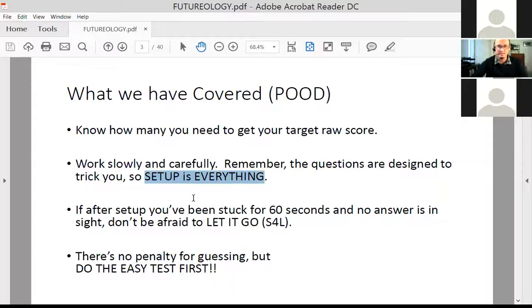I'm just going to highlight that. For the math questions, everything is about setup. Another thing that you guys need to be aware of, wait, I already talked about it, is letting it go, but I say it in a different way. So another way that I'll talk about letting go of a question is S4L. S4L means save for later. So you'll hear me either say let it go, or you'll hear me say save for later. Those are two different ways that we can consider letting go of questions.